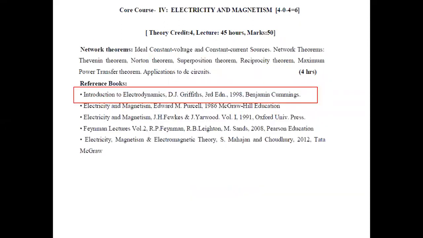What I'm doing is I'm covering a lot of these things from Griffiths, which is a very good book, and I definitely recommend that.